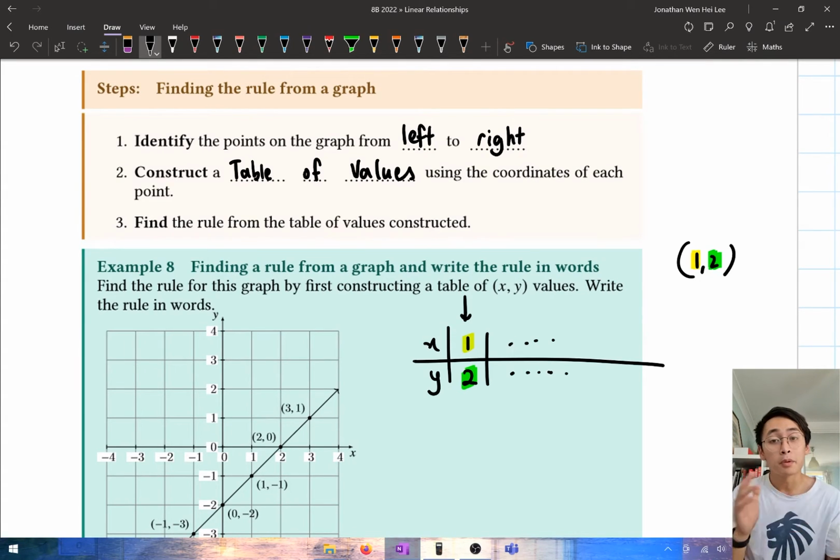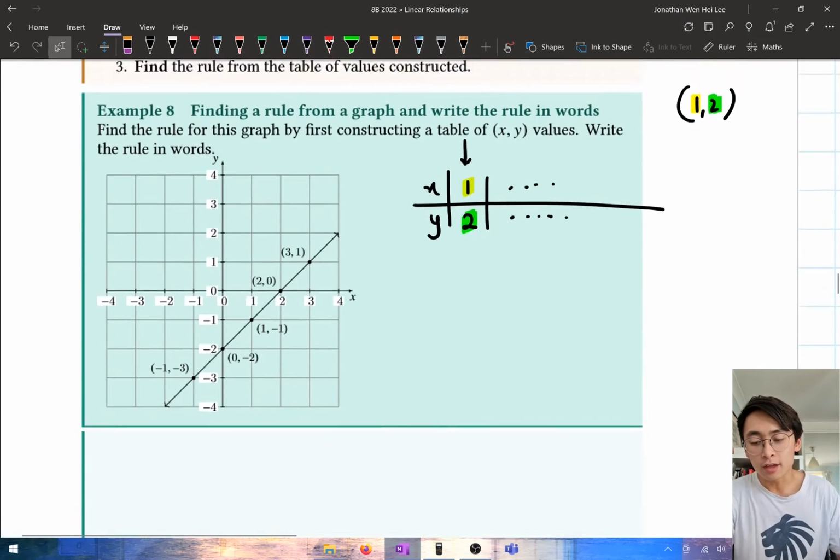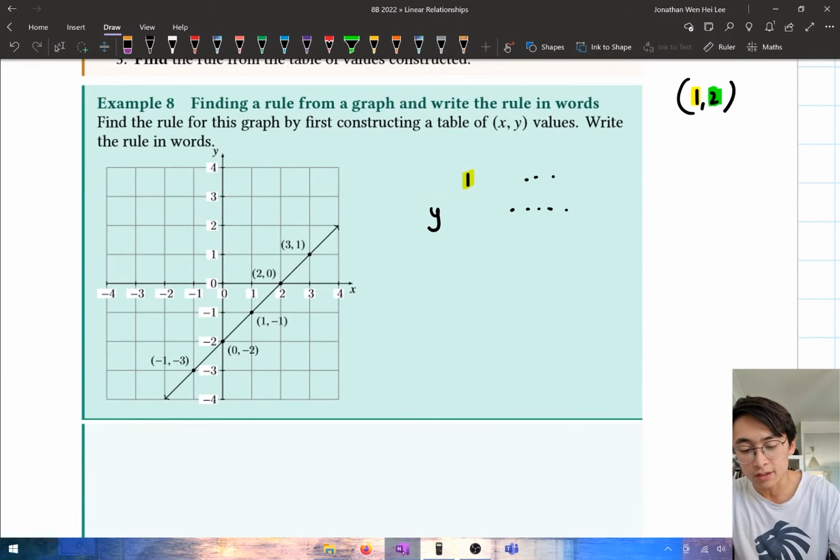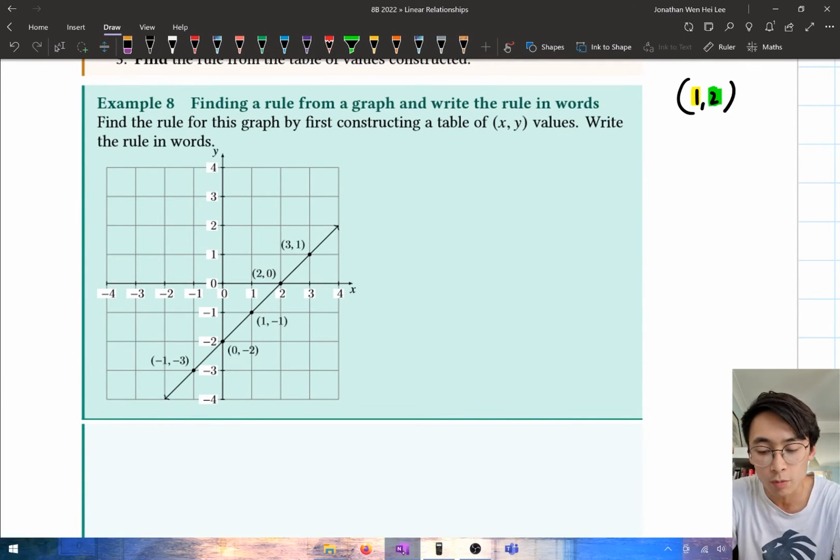So just like the examples that we did before, we do the exact same things, but we actually do that additional step where we find the table of values first. So let's have a go in an example with this. So underneath, we have example 8. In example 8, we are going to find the rule of this graph. So if you read the question with me, find the rule for this graph by first constructing a table of values, table of xy values, and then write the rule in words.